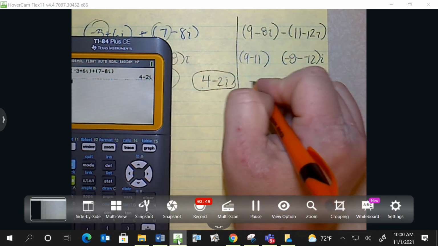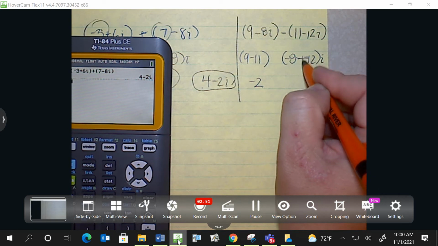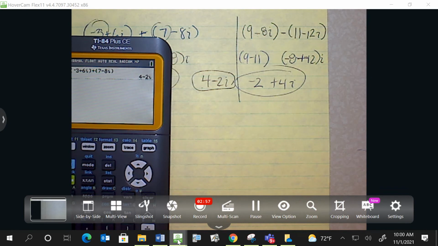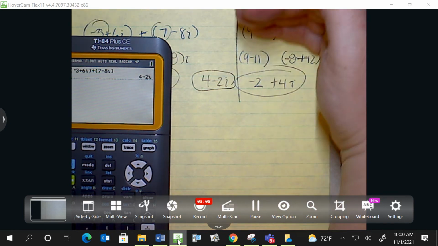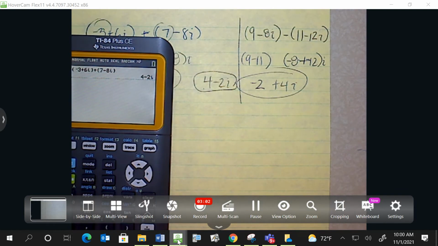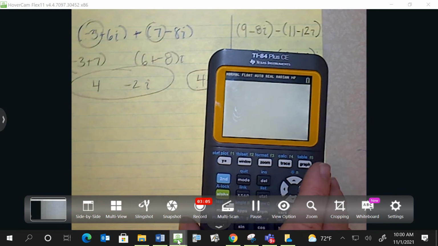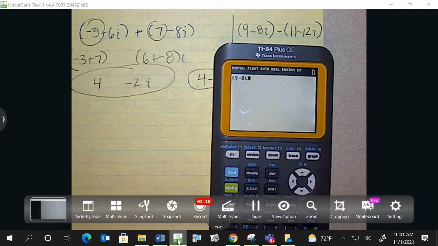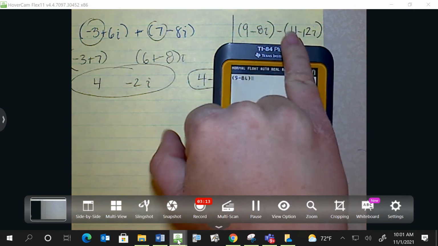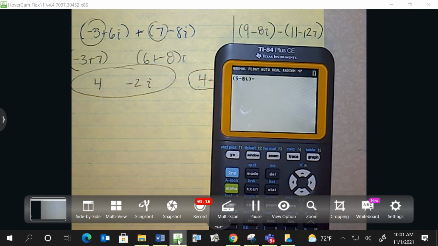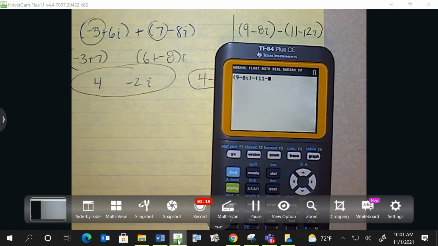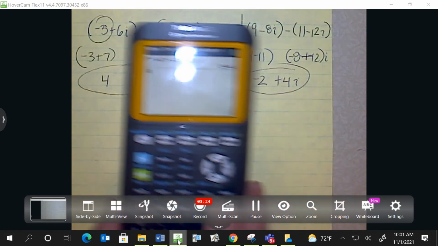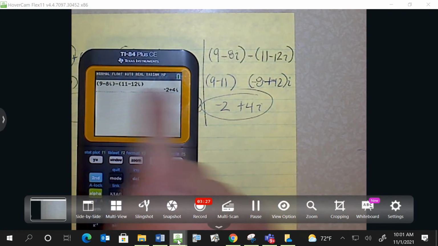9 minus 11 is a negative 2. 2 negatives make a positive, and negative 8 plus 12 is positive 4. Attach the i. Again, we're going to do it on the calculator, but I want to illustrate really what is happening within the calculator. Okay, let's do it together. So parenthesis, 9 subtract 8i, and parenthesis. This is not a negative. This is a subtraction. Parenthesis, 11 subtract 12i. And let's see, do we get the same answer? We sure do. Same answer.